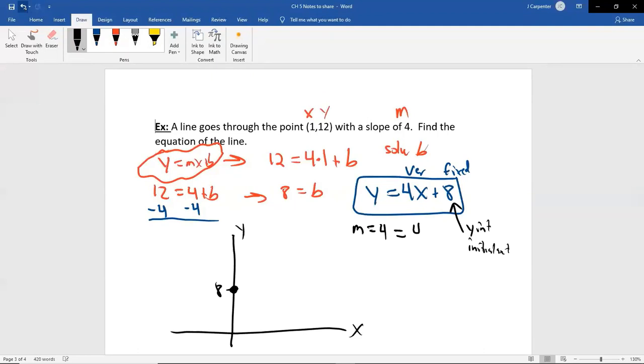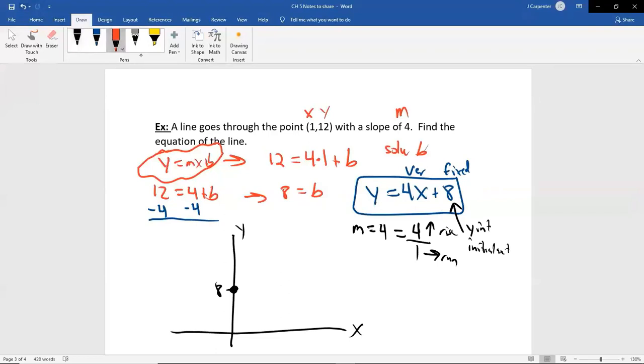This feels weird, but when we want to plot a second point using the slope, we actually want to write it as a fraction if it's not 1. Because that way we can see that the run is 1. So that says we're going to go right 1 from any initial point, and the rise is 4. Because it's positive, we'll go up.